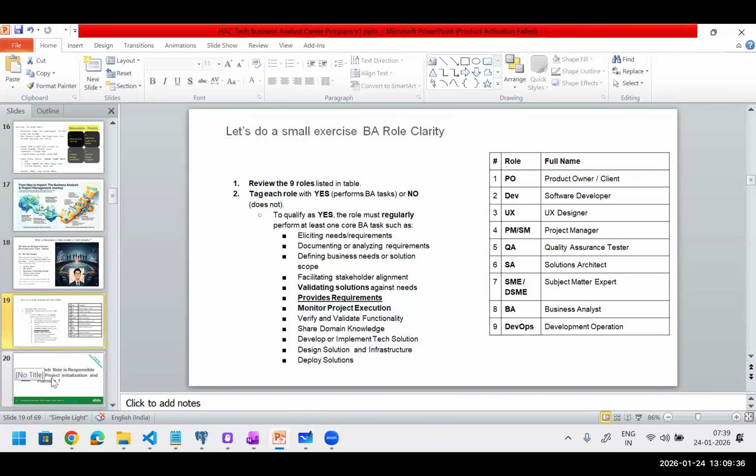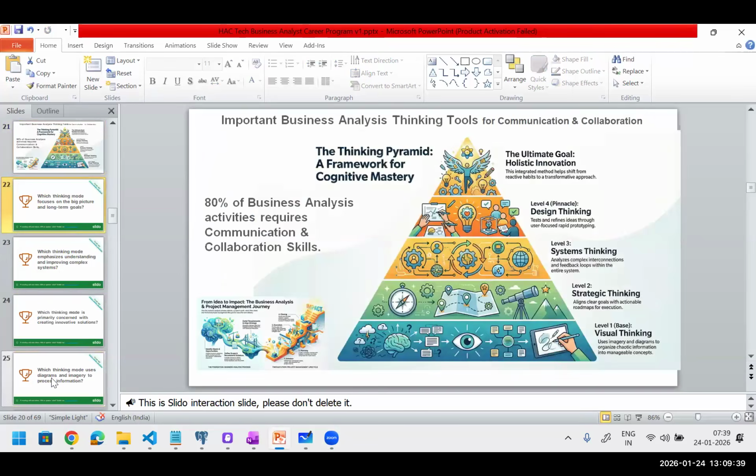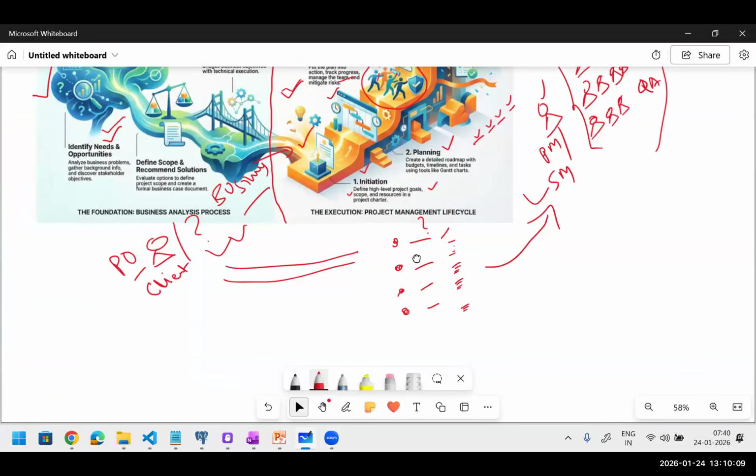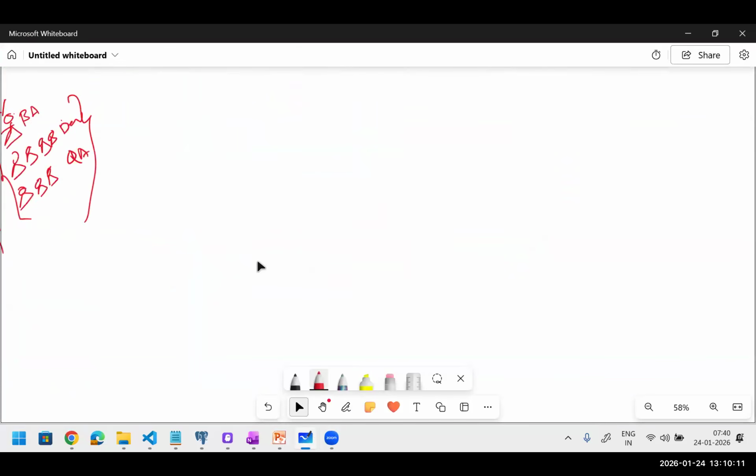Now the role clarity is clear. Which role is responsible for project initialization and all. Right. We will jump into another important skill. Another important skill or competency is very important. Let me bring it to the whiteboard. Alright, so I hope we understand the project and the roles.